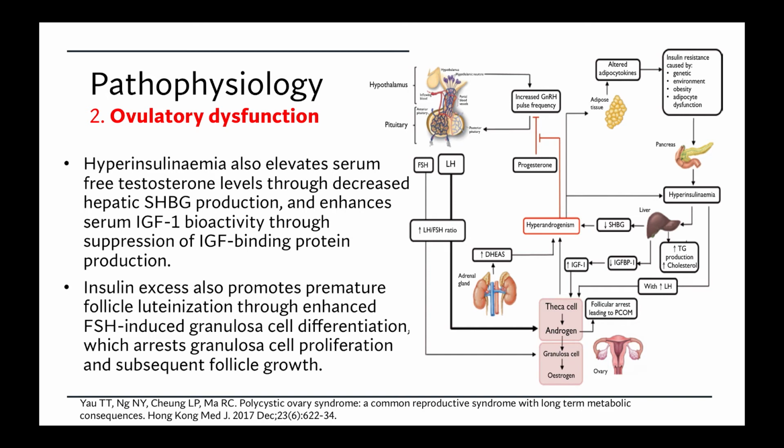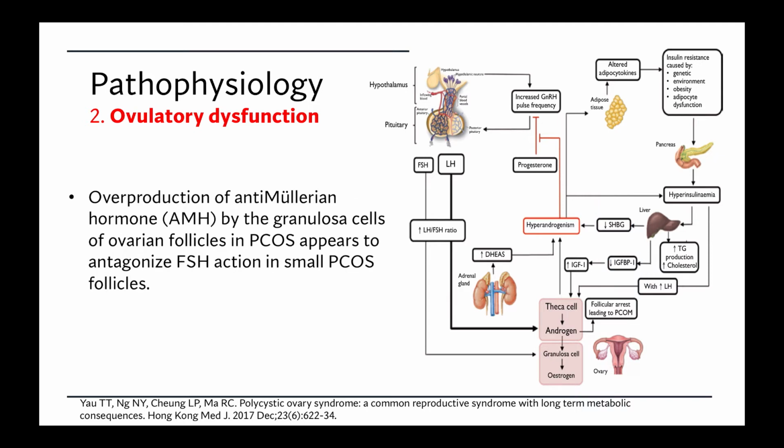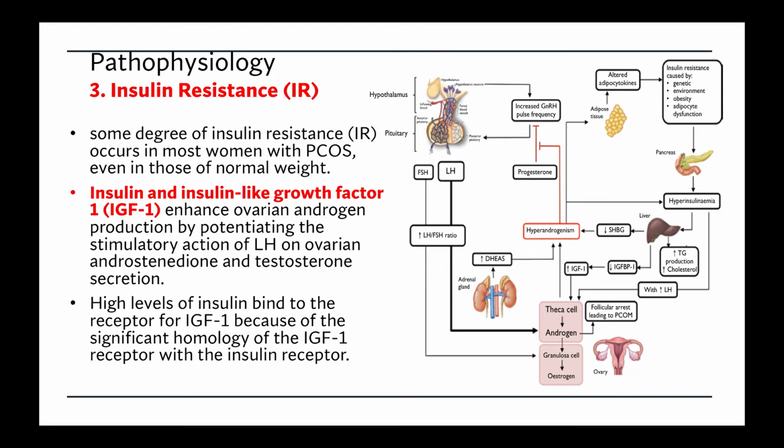Hyperinsulinemia also elevates serum free testosterone levels through decreased hepatic SHBG production and enhances serum IGF-1 bioactivity through suppression of IGF binding protein production. Insulin excess also promotes premature follicle luteinization through enhanced FSH-induced granulosa cell differentiation, which arrests granulosa cell proliferation and subsequent follicle growth. Overproduction of anti-Mullerian hormone by the granulosa cells of ovarian follicles in PCOS patients also appears to antagonize FSH action in small PCOS follicles. The third pathophysiological mechanism is insulin resistance.